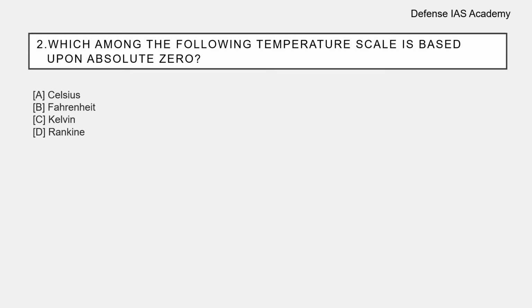Question number 2. Which among the following temperature scale is based upon absolute zero? The options are option A Celsius, option B Fahrenheit, option C Kelvin, option D Rankine. The correct answer is option C Kelvin.